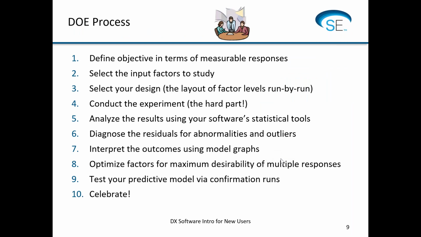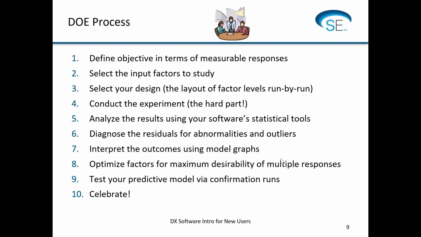So the overall process for doing a DOE is not really unlike any other experimental approach, but it kind of bears a brief mention. Obviously, we want to define the objective in terms of measurable responses. We want to select the input factors to study. Design Expert will help you choose a design to use. You get to do the hard part. You have to conduct your experiment. We're going to come back in steps 5 and 6 and 7, and we are going to give you tools and techniques within the software to help you analyze your results and to interpret using graphics. We like to use graphics as much as possible.